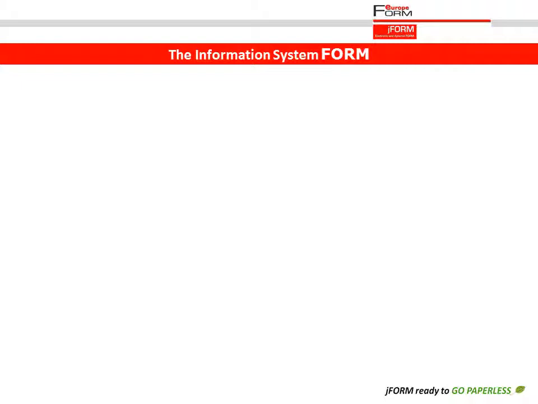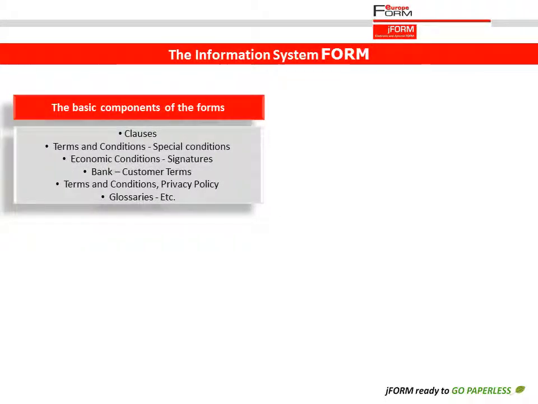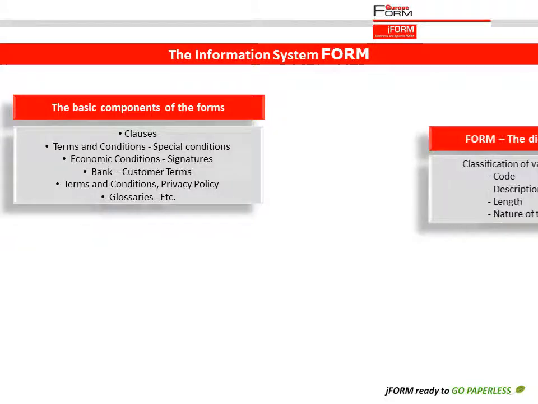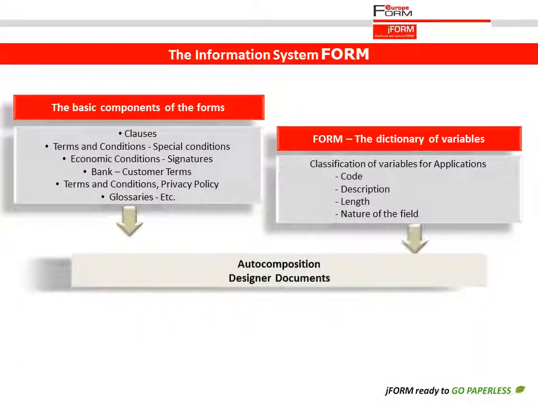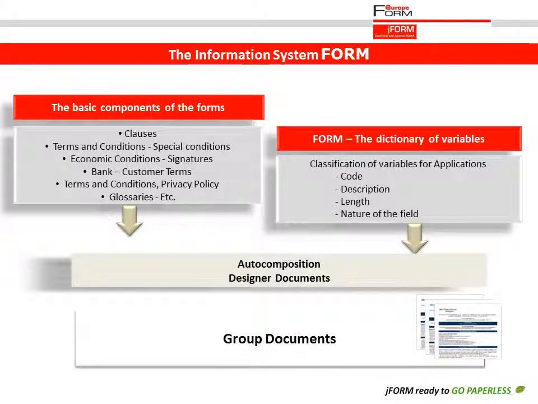The information system Form is a tool that helps to organize the content of the documents of a company. In general, all elements in the documents are classified into various types and methods of use. The activity of the designers using these techniques and all the elements guarantees and standardizes the production of the documents of a group.